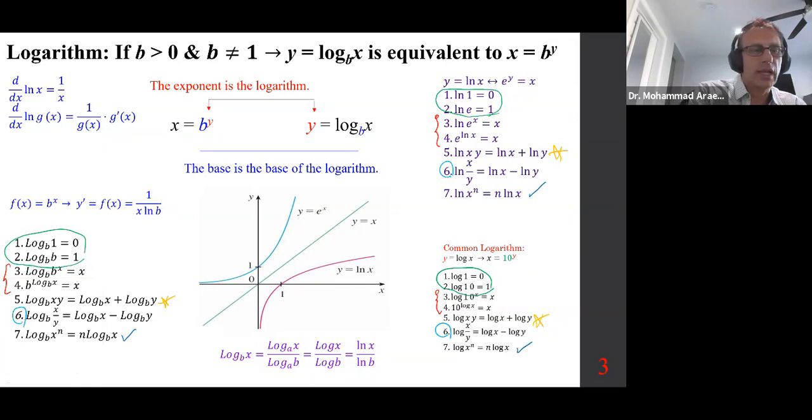Then, of course, we have the change of base formula. Log x base b is the same as log x over log b with any base A. But in particular, we either use common log or natural log. And then it gives rise to the derivative function. The derivative of ln x is 1 over x. The derivative of ln of g of x, you flip it over times g prime, okay?